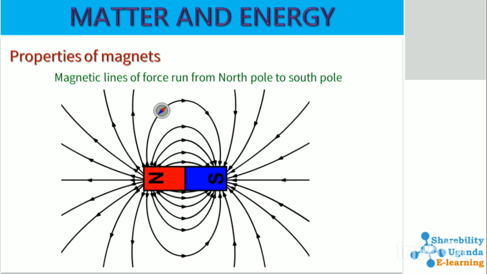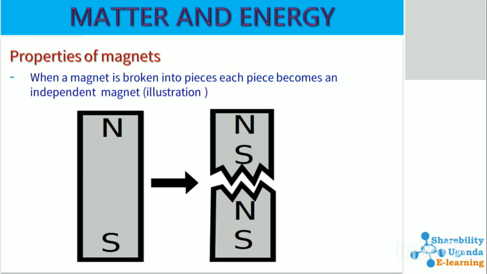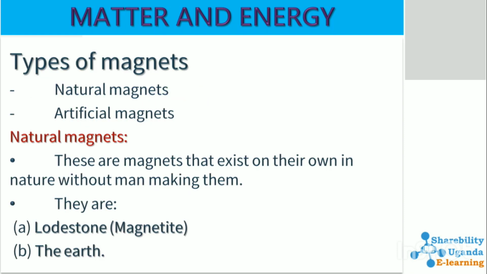And another property of magnets is that magnetic lines of force run from the north to the south pole, as illustrated. Another property is that when a magnet is broken in two pieces, each piece becomes an independent magnet with a north and south pole, as illustrated.